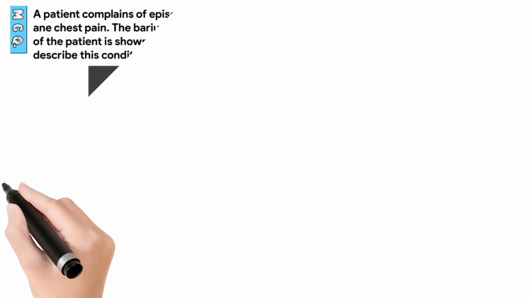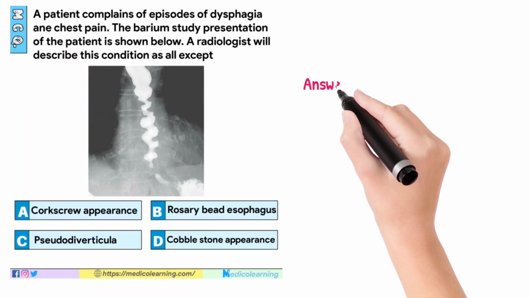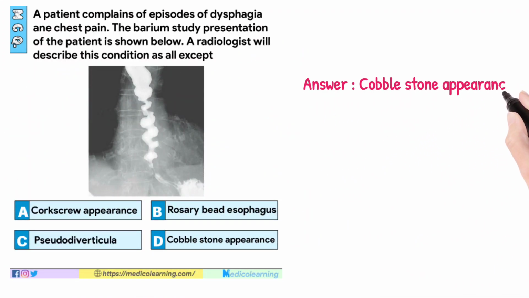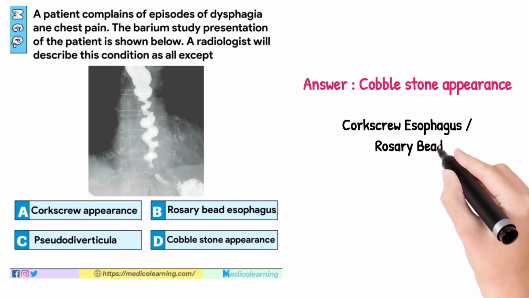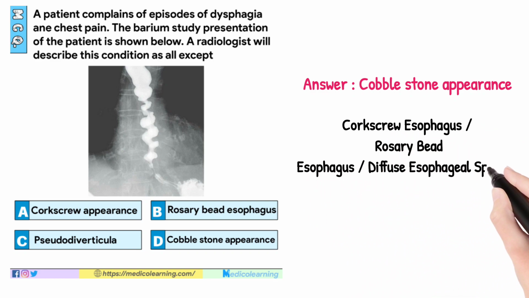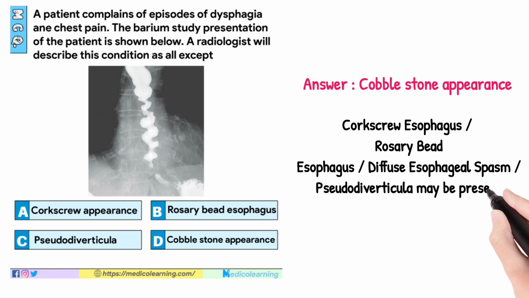In this question, answer is cobblestone appearance. Others include corkscrew esophagus, rosary bead esophagus, diffuse esophageal spasm, pseudodiverticula may be present. All are true.